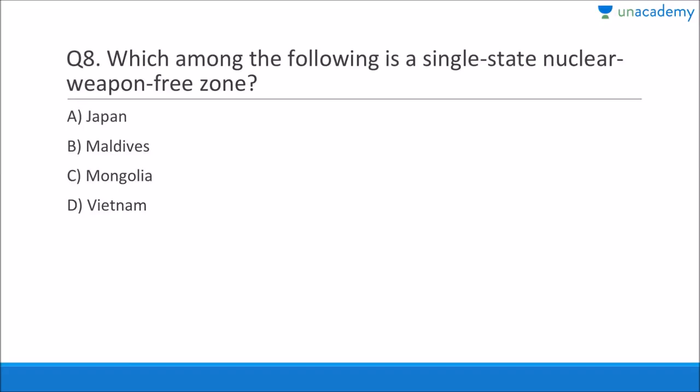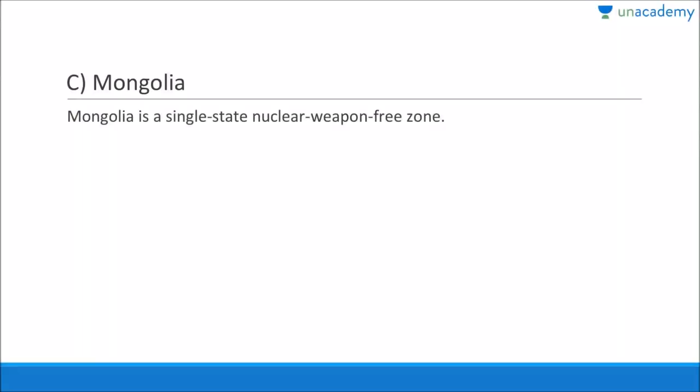Question number 8. Which among the following is a single state nuclear weapon free zone? So here the answer is Mongolia. So Mongolia is a single state nuclear weapon free zone.